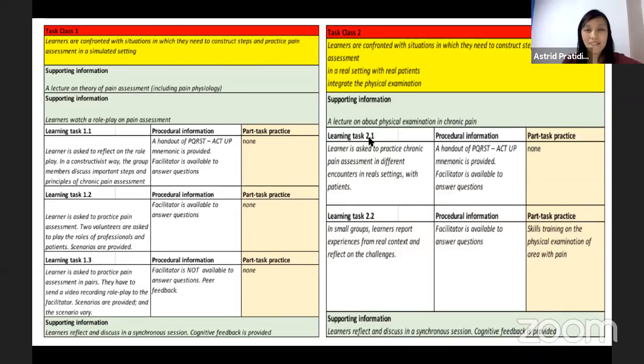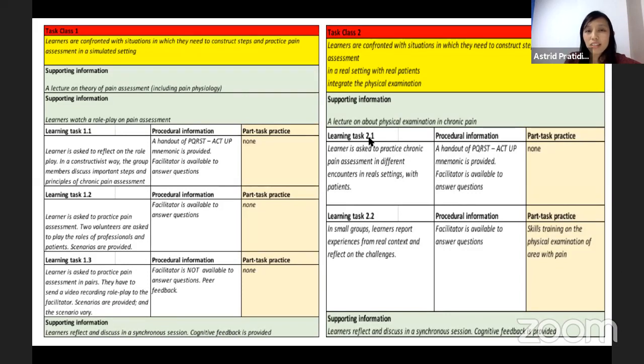Okay. Yeah, we are still waiting for some folders. Dr. Astrid, if you want me to stop the poll, just let me know. Okay, I think we can stop now. Yeah, thank you, Dr. Titin.